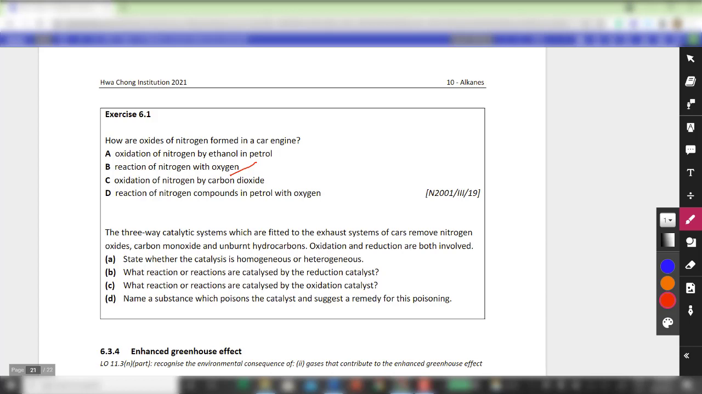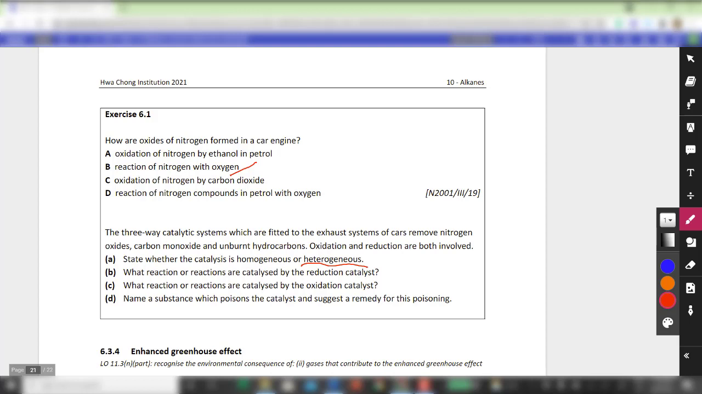And then the three-way catalytic systems which are fitted to the exhaust system of cars remove nitrogen oxides, CO and unburned hydrocarbons. Oxidation and reduction are both involved. State whether the catalysis is homogeneous or heterogeneous. Definitely heterogeneous, because catalytic converters are usually metal-based. So definitely heterogeneous catalysis.